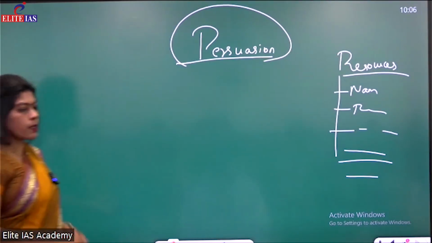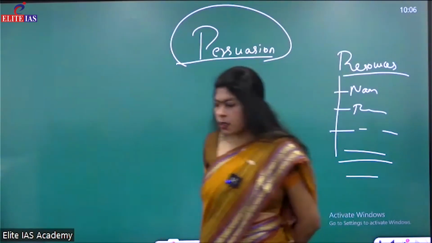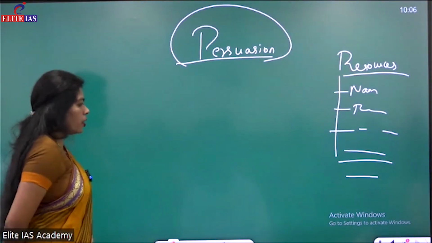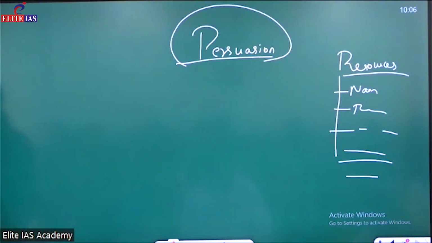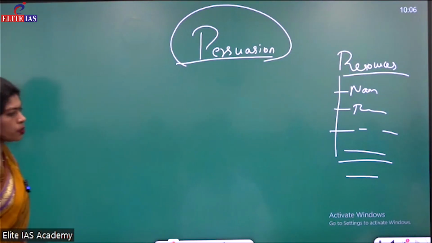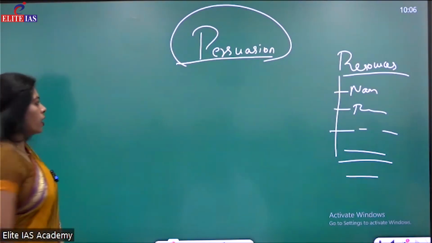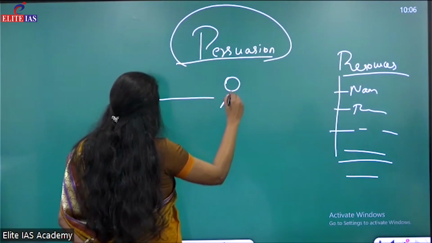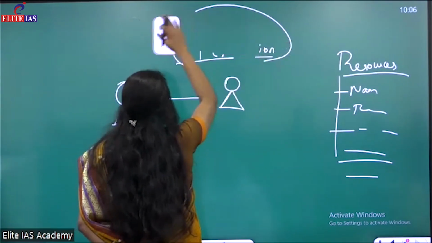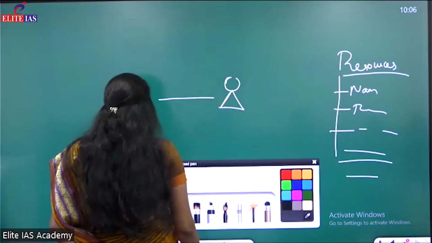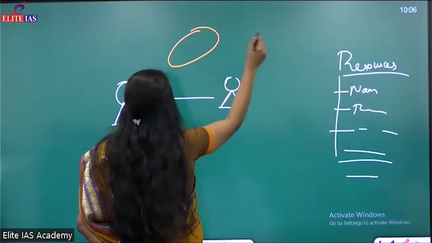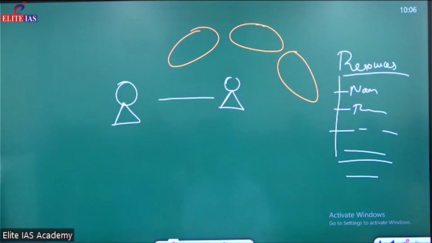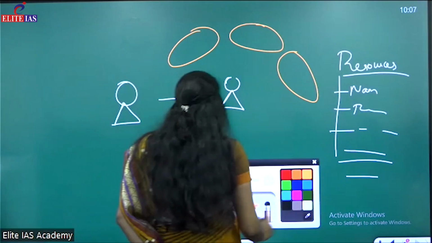It is defined as a conscious attempt by one individual. Underline the conscious attempt by one individual to change the attitudes. You can also draw this diagram. It's a conscious attempt by one individual to change the attitudes, beliefs, behaviors, etc., of another individual or group of individuals through transmission of some message.